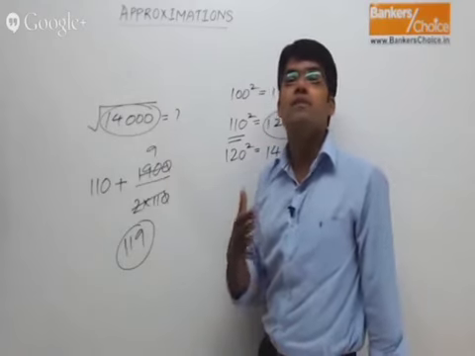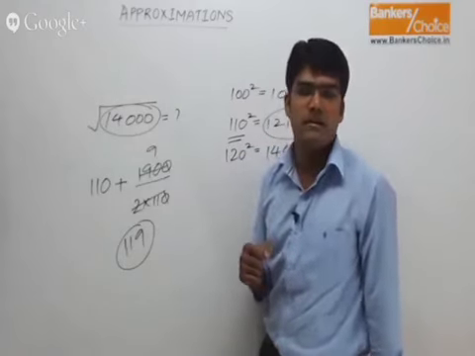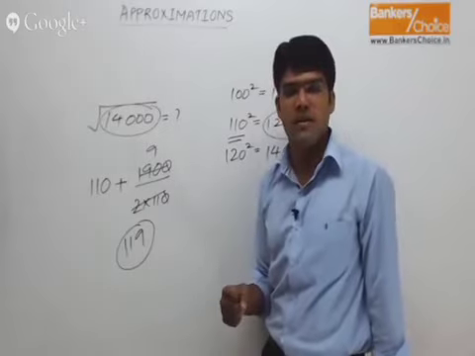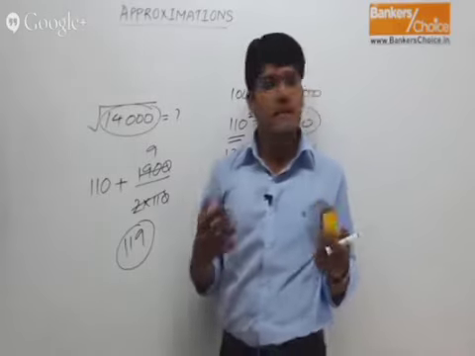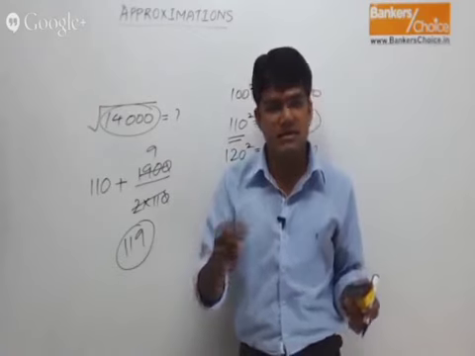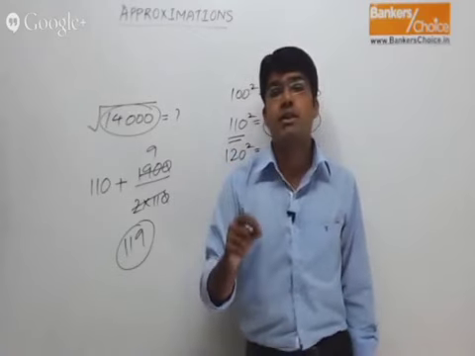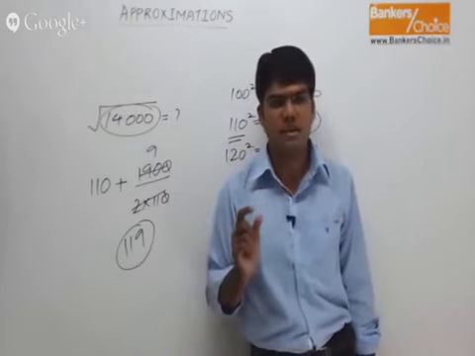So this is how you can find out the approximate square root of a given number. If the given number is a perfect square, you know the 3-step process, and you will get the exact answer. And generally perfect squares are asked in case of simplifications.